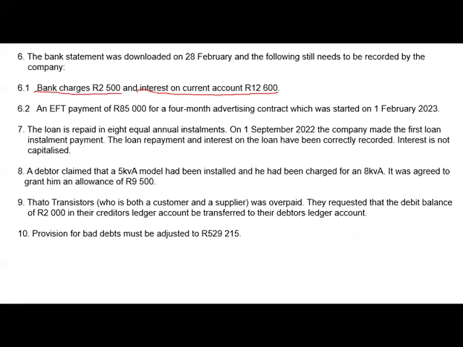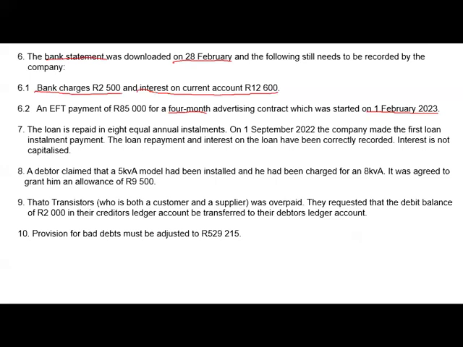Then they say an EFT payment of 85,000 for 4 months, highlight 4 months, for an advertising contract which started on the 1st of February 2023. You're going to divide it by 4, but it is for advertising. It means that it went out of our bank account. Did we know about this? No, we didn't. We only found out when we downloaded the statement that there is 85,000 worth of advertising that we paid for.